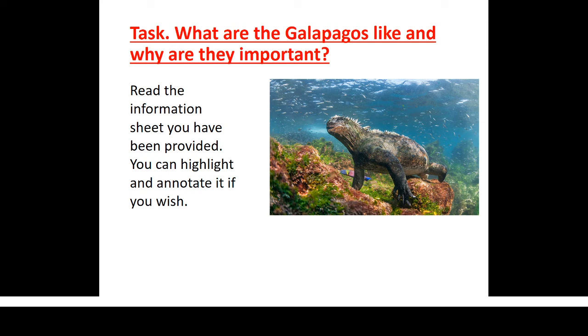Your task now is to read the information sheet that's been provided. There's quite a lot of information, I know. So what I'd like you to do is read it. If you want to highlight key points or annotate points that you think are important, feel free. At the minute, just think about that question: what are the Galapagos like and why are they important? And that's really what you should be thinking centrally as you read through this information.